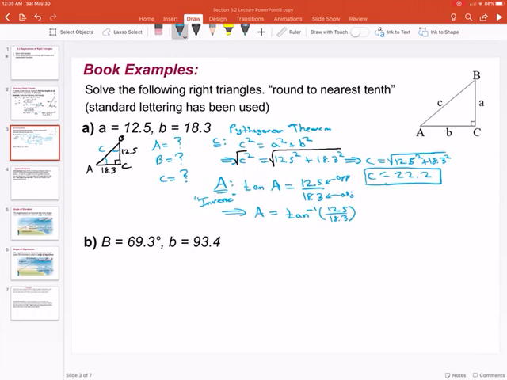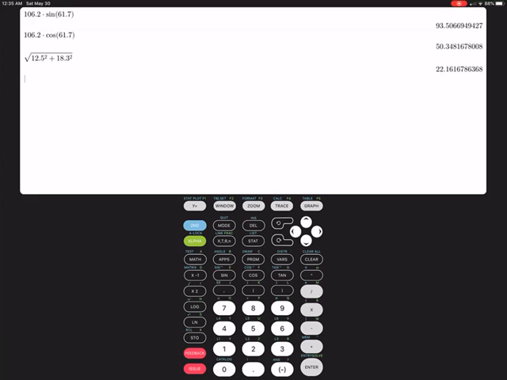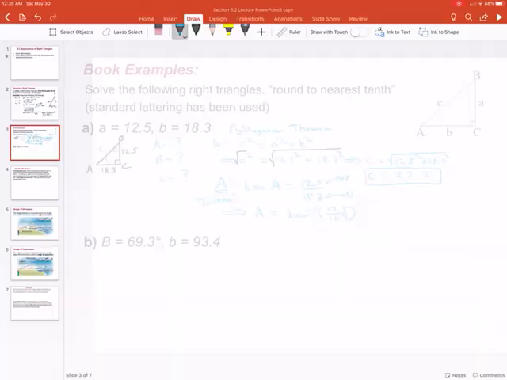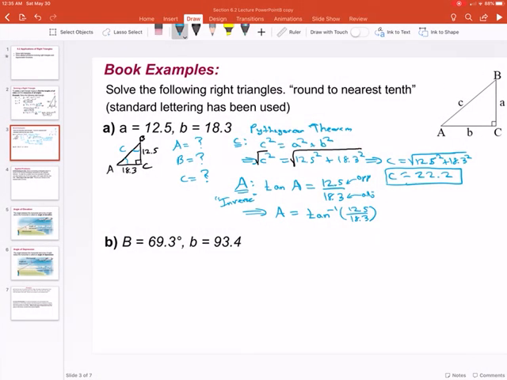So again, a little review of inverse functions. Let's go plug that in and see what we come up with. Back to our calculator. Now remember, tan inverse is the second button, then tangent. Let's type it in. So 12.5 divided by 18.3. And out comes our angle measurement, rounded to the nearest tenth, 34.3 degrees. 34.3 degrees is angle A. All right?